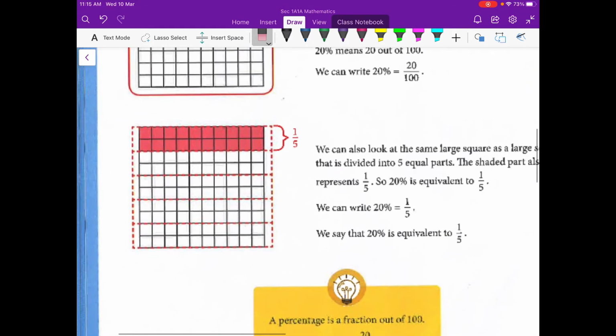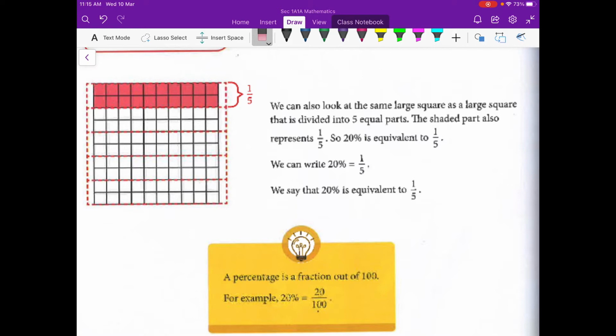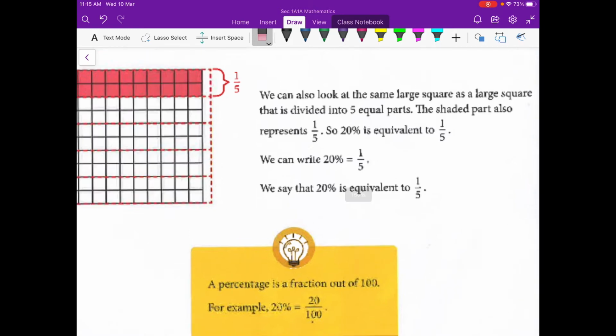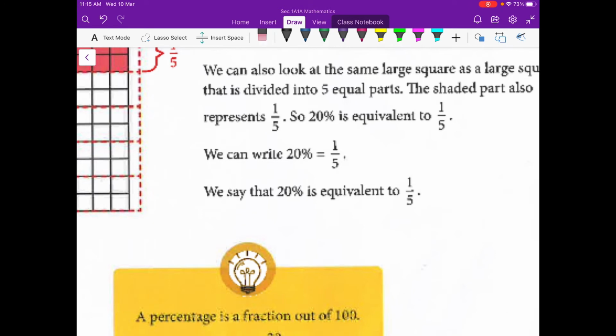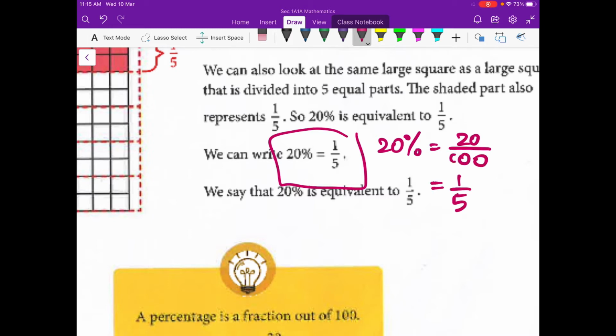So, to address your question, instead of saying 20 out of 100, we have the same thing as 1/5. We divide the 100 squares into 5 parts, and one part will be our 20 squares. So in the same way, 20% is the same as 1/5. But how do we get that without drawing 100 squares? We've done this earlier already. 20% is the same as 20 out of 100, which is 1/5, which is the same as 0.2. These are all the equivalent forms that you need to know.